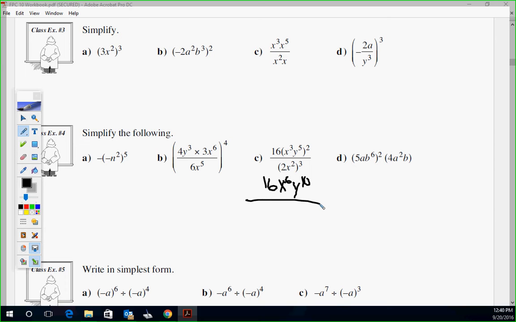Okay, what's the 3 hit? Okay, 2 cubes, what, everyone? 8. x6. So we have x6's, and what's 16 divided by 8? 2. y10 is all you should have here. 2y10. Questions or concerns on that one? All right. Okay, we're coming to the end here.